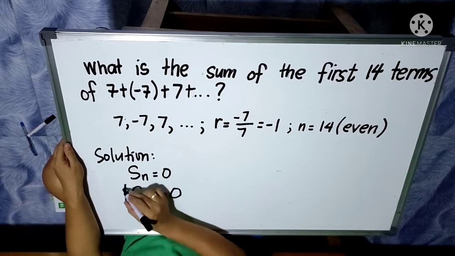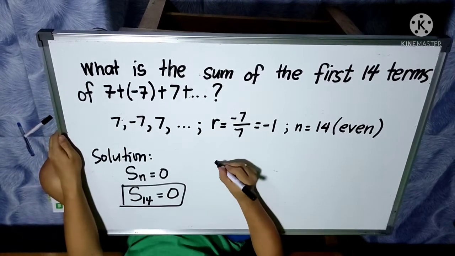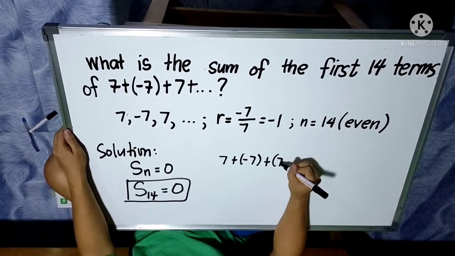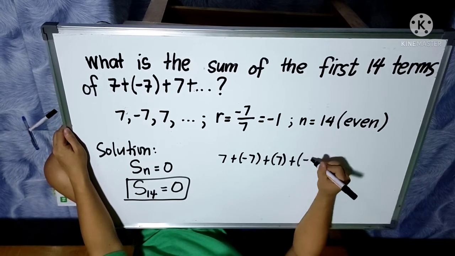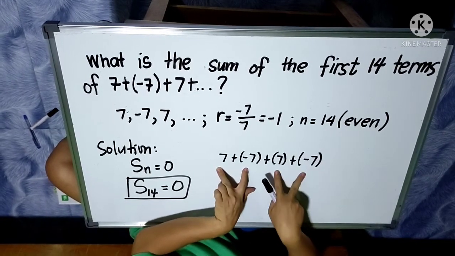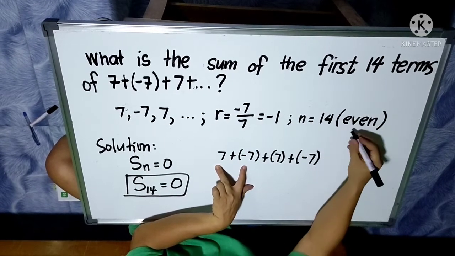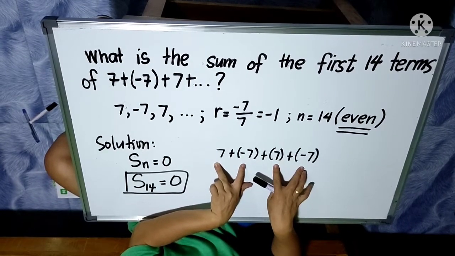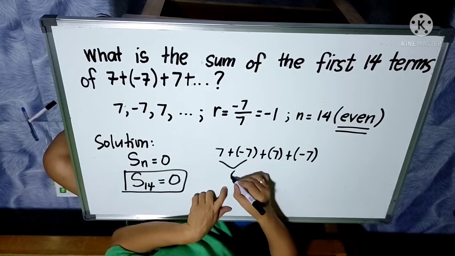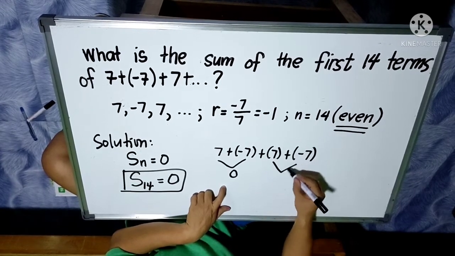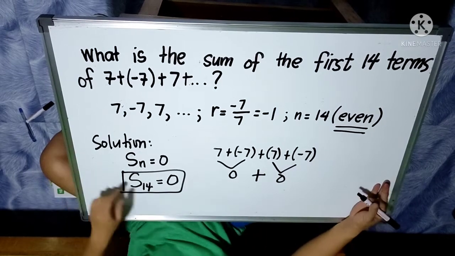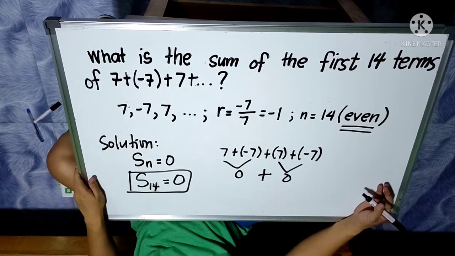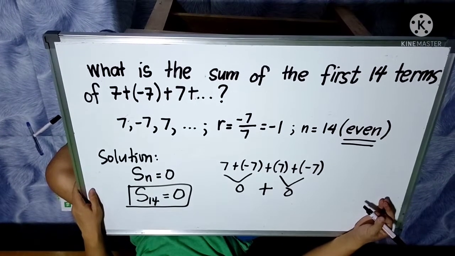That's simple. Why 0? If you're going to illustrate that, 7 plus negative 7 plus 7 plus negative 7. I'll just be making 4 terms because 4 is also even. So this is just to show you why 0. 7 plus negative 7 is 0. 7 plus negative 7 is also 0. So if you're going to add all the zeros, it will give you the sum of 0. So if your n is even and your r is negative 1, automatic, the sum of the terms is 0.